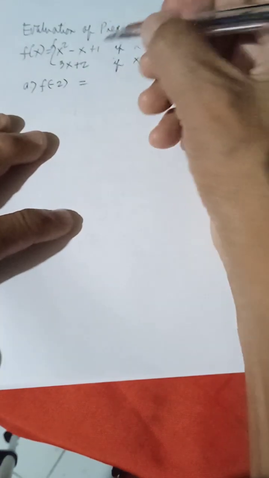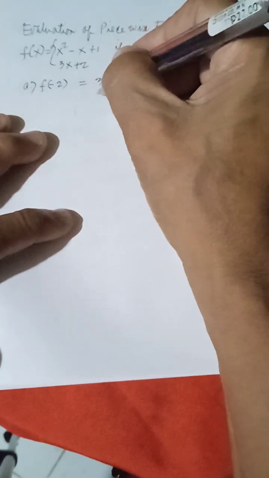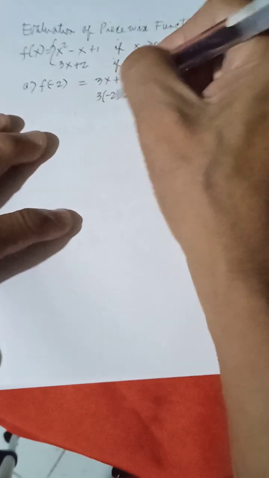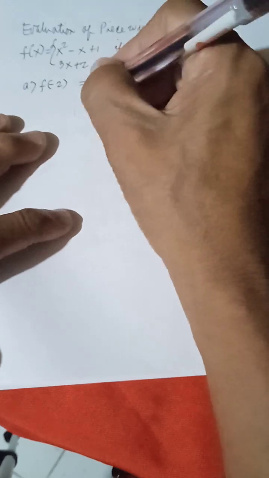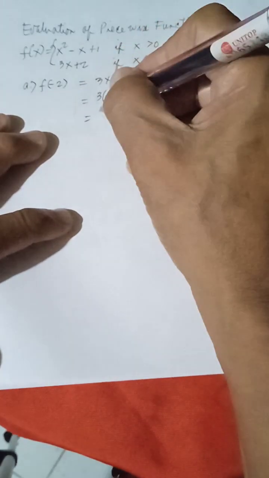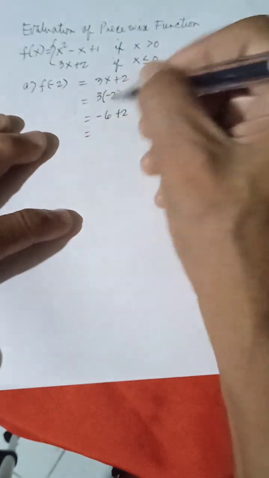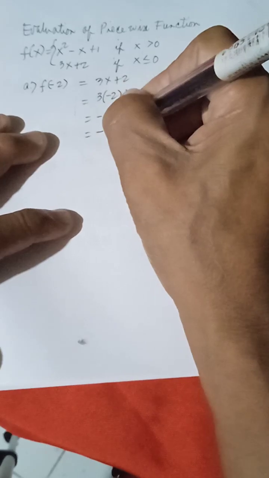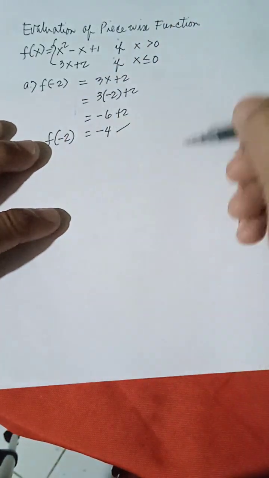So f of negative 2 equals 3x plus 2, and we plug in negative 2 to x. So 3 times negative 2 plus 2. 3 times negative 2 is negative 6, plus 2 is negative 4. So that is the answer for f of negative 2.